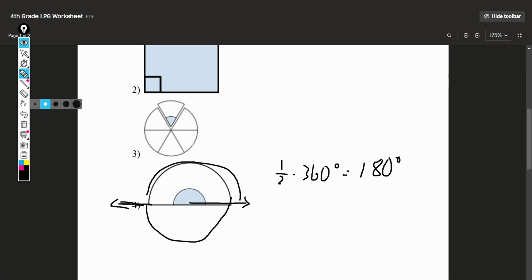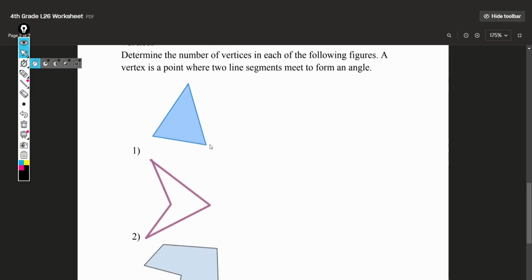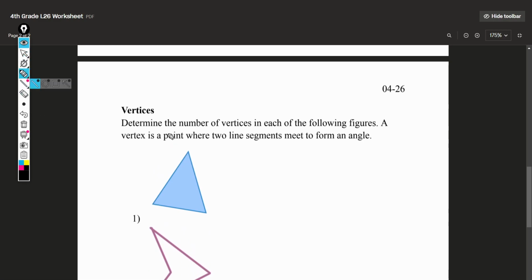Okay, so let's move on to the next section. We're going to determine the number of vertices in each of the following figures. A vertex, and by the way, vertices is just the plural form of vertex, so we have one vertex or two vertices, three vertices. A vertex is a point where two line segments meet to form an angle. So for example, if we have an angle here, then the vertex is at this point right here.